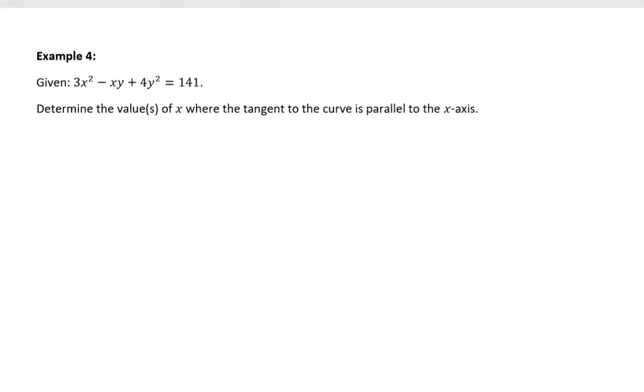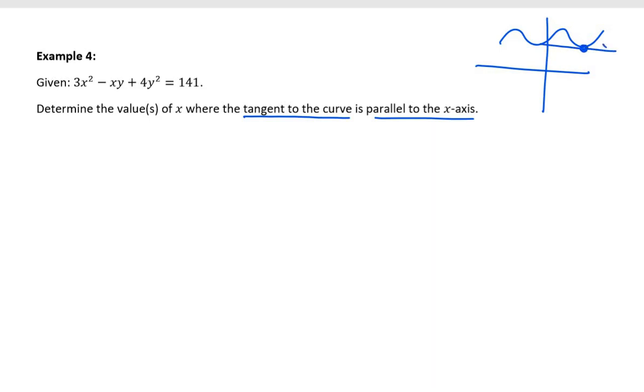Given 3x squared minus xy plus 4y squared equals 141, determine the values of x where the tangent to the curve is parallel to the x-axis. So what does that mean? I don't know, there's some funny curve here, I don't know what it is, and they want to know where the tangent is parallel to the x-axis.